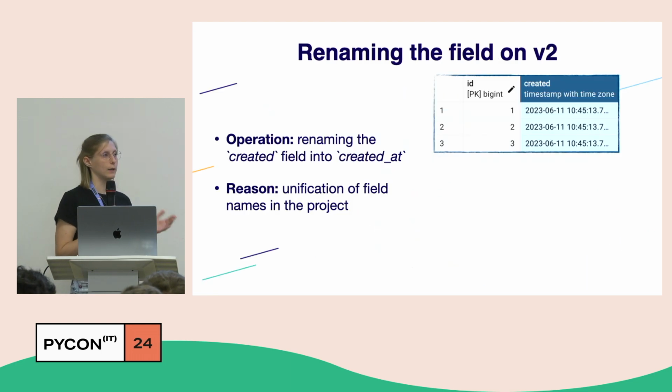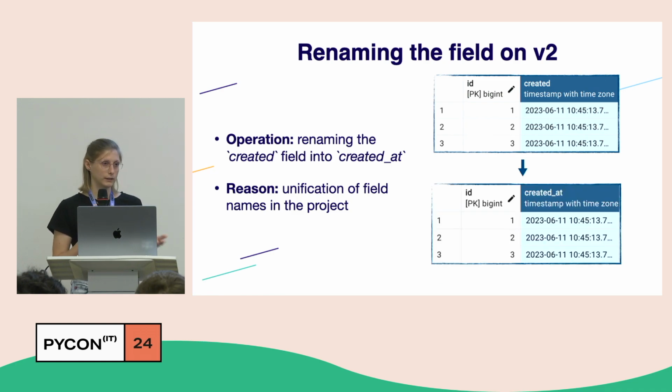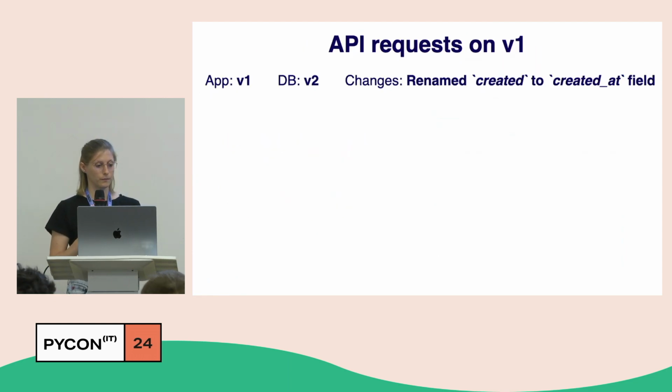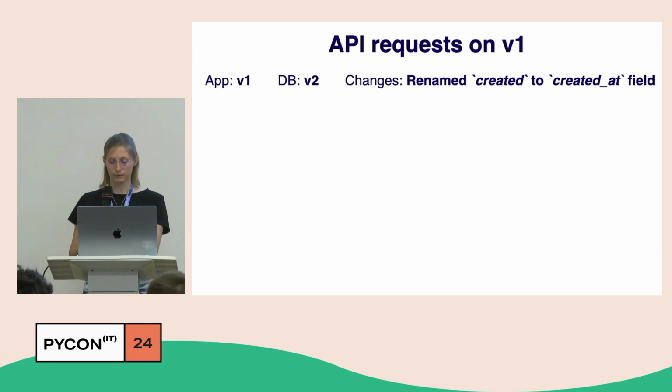That is renaming a field from created to created_at to be consistent with other parts of the project. And it seems to be a pretty simple operation. We just need to rename the column from created to created_at. But it might be problematic as well. So as before, let's assume that we release the mentioned change in version v2, and we update the database to this version, but we are currently on version v1 of the app.